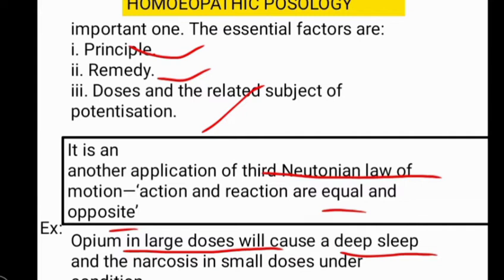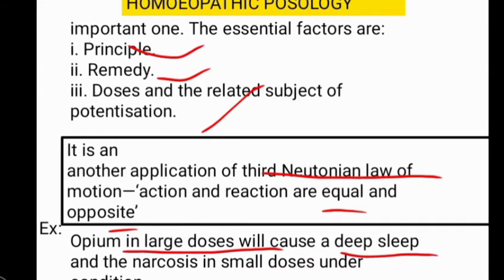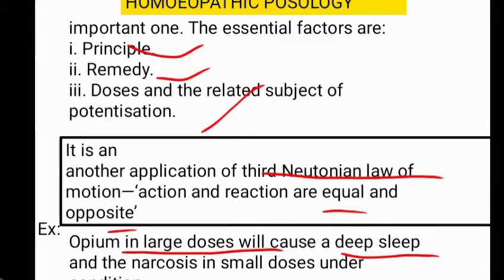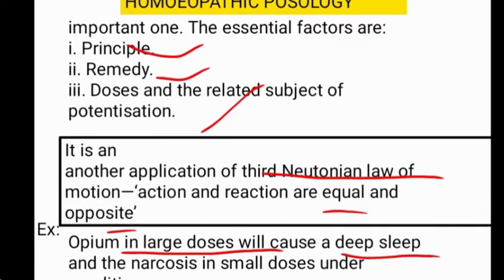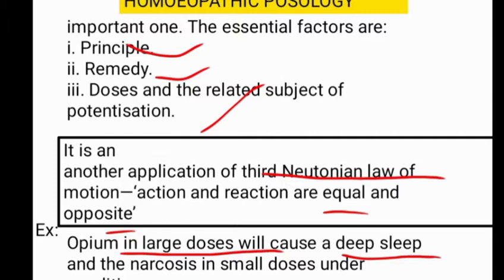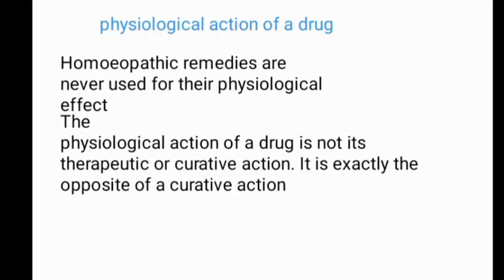Another case we discuss: opium in a large dose has the action and reaction of deep sleep, whereas necrosis in a small dose has the opposite action with an opposite reaction, that is sleep. That deep sleep which occurs by the opium will be cured by giving necrosis, that thing.